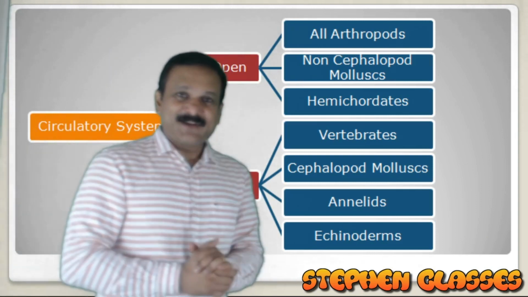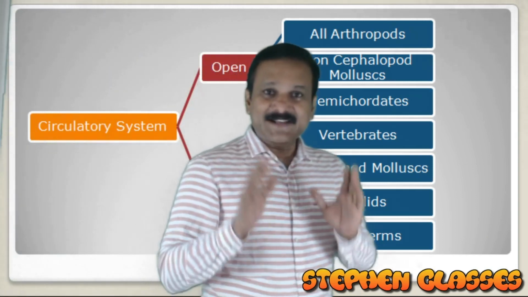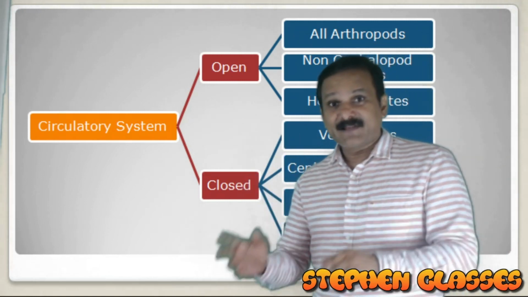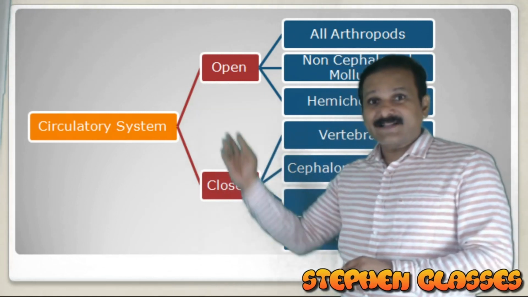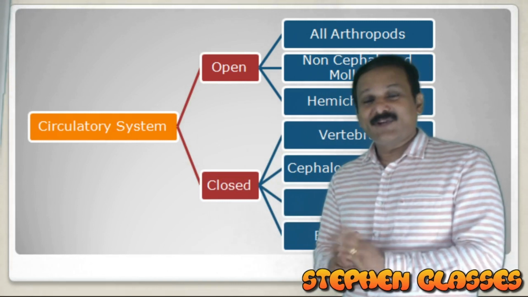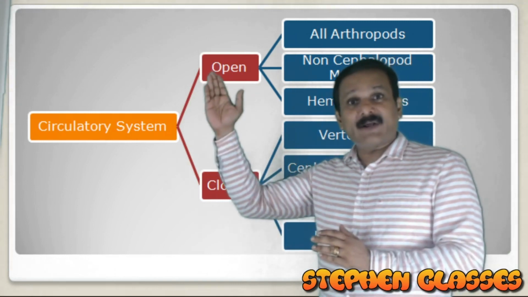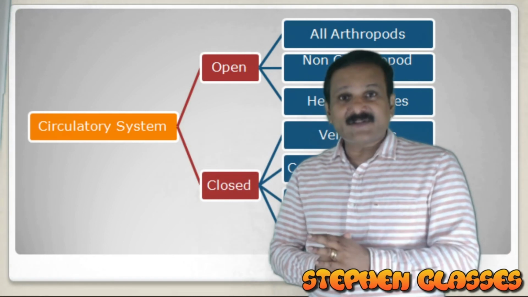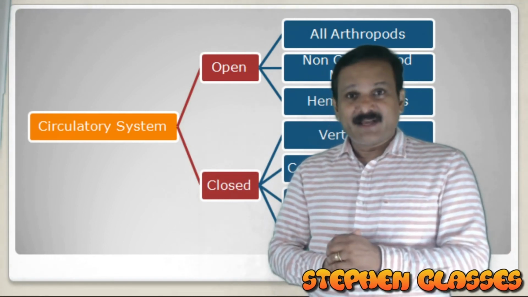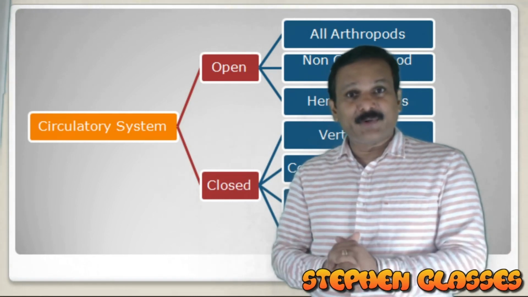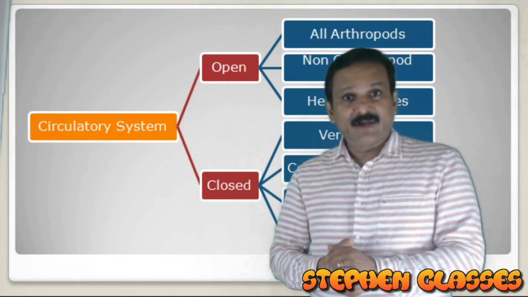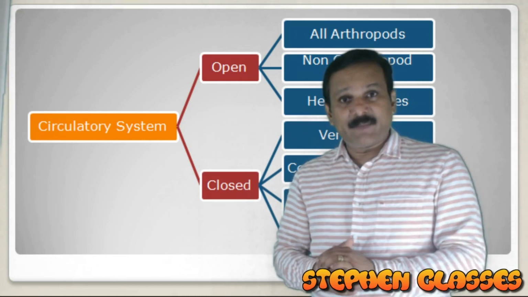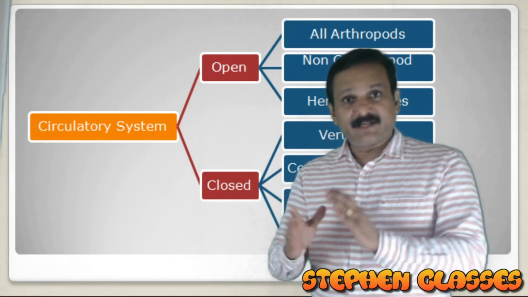Circulatory system. In animals having a circulatory system, it is of two types. Sometimes it will be open and sometimes it will be closed. What is the difference between open and closed circulatory system? In the case of open circulatory system, the body fluid flows through some open channels called sinuses. So all the visceral organs will be bathed in blood in them.